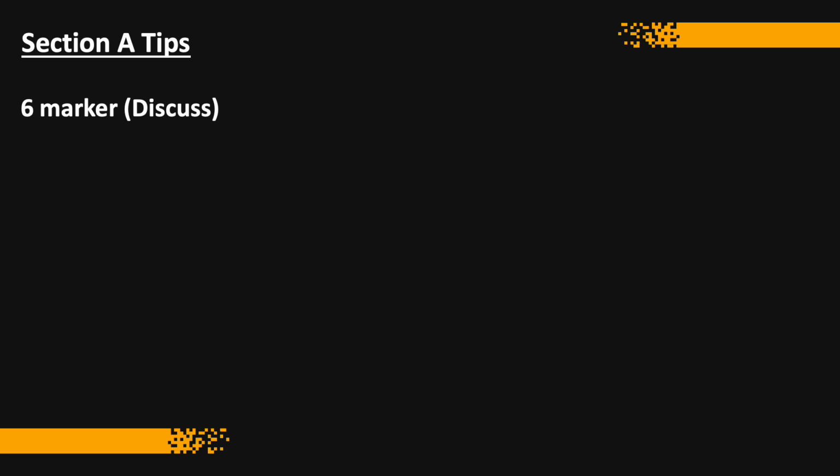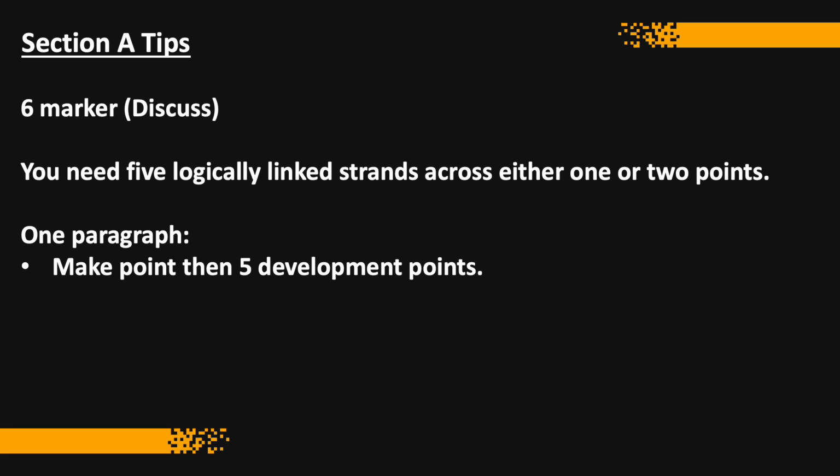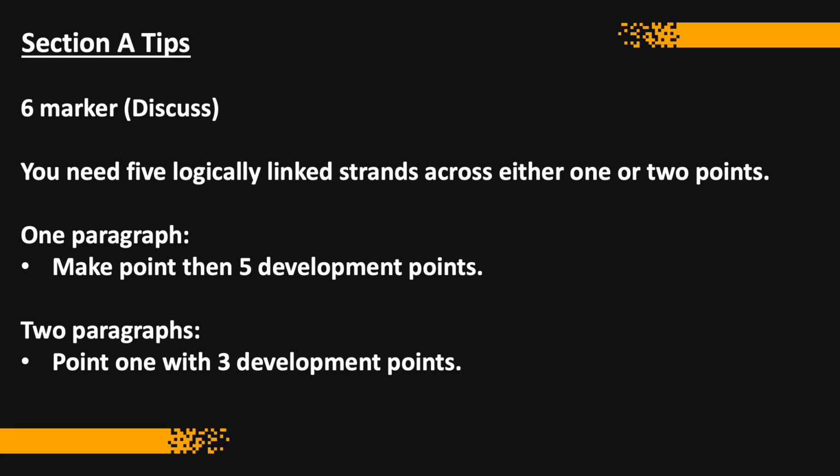Section A tips again, 6 marker, the discuss question, just to remind you, you need 5 logically linked strands across either 1 or 2 points. That's 1 paragraph, make the point and then 5 development points, or the easier 2 paragraph method, so point 1 with 3 development points, point 2 with 2 development points, 3 plus 2 is 5 there.